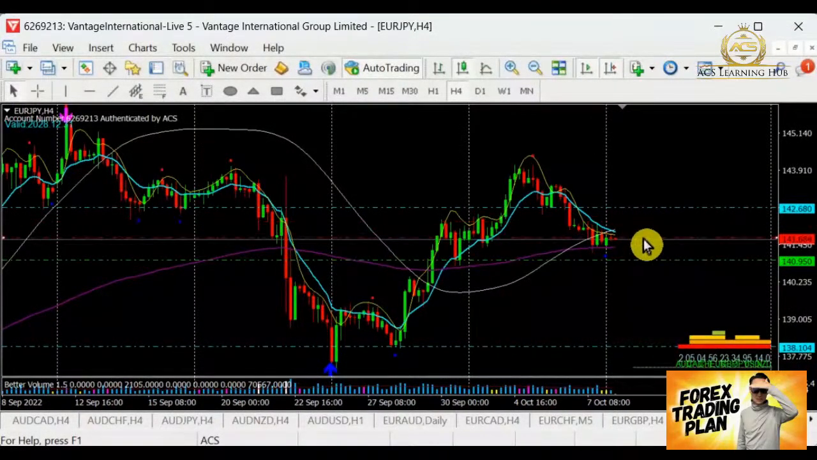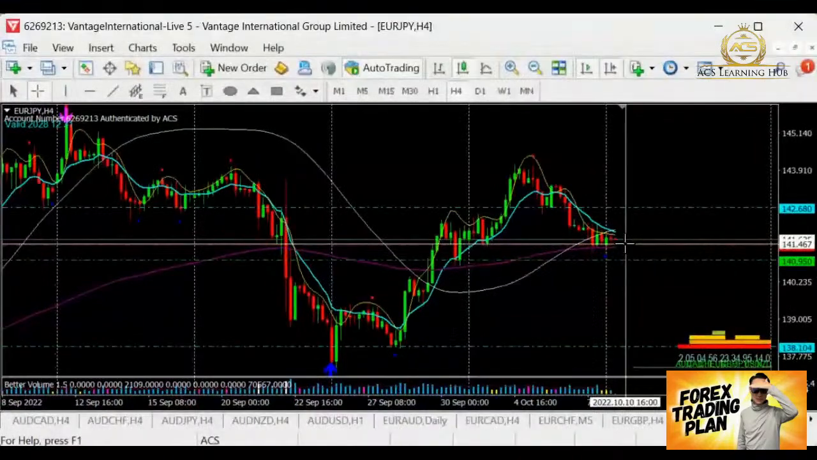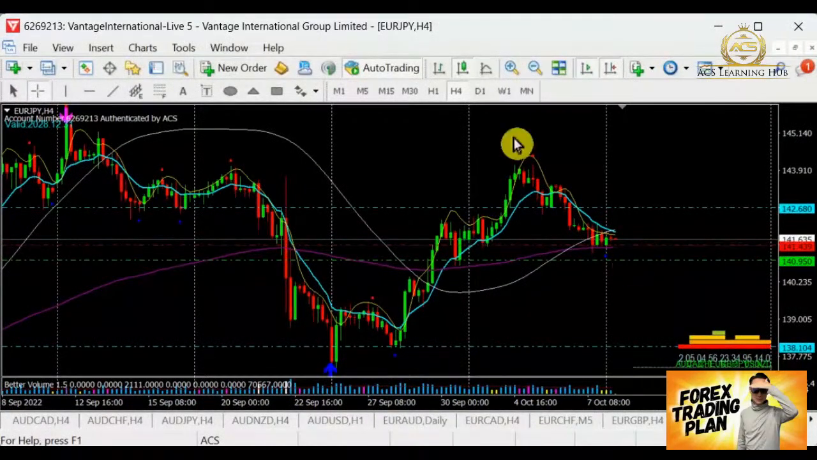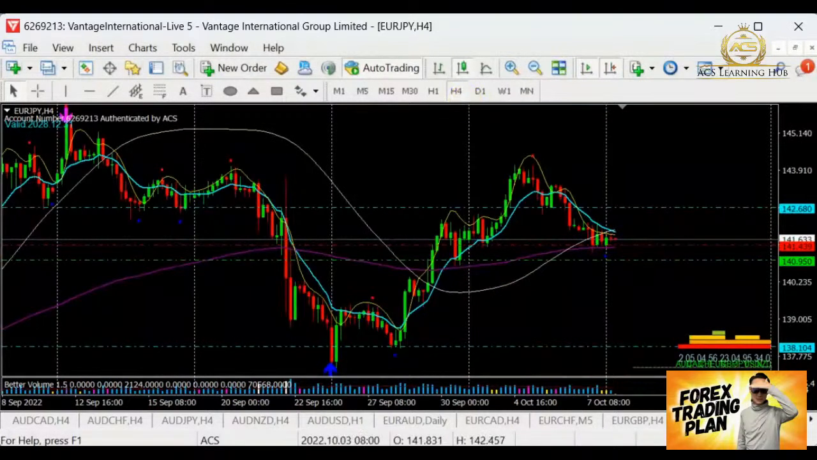For me, I will choose to wait for this euro yen to break this resistance. Then below that we have a retesting of the resistance, then we will go for a selling. So this is the area. Let's wait for it to break this area first. Then after that, I think that will be a good one to sell. Okay, so euro yen, I'm going to put this euro yen into my watch list.